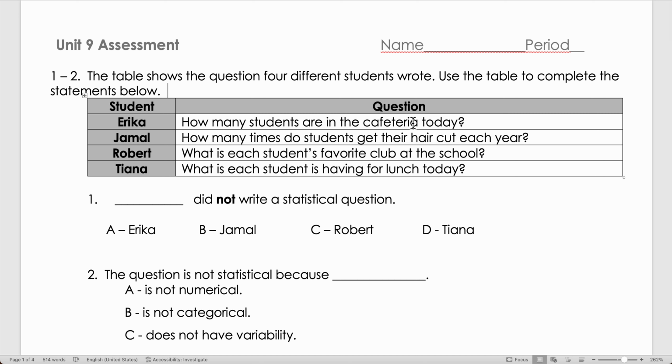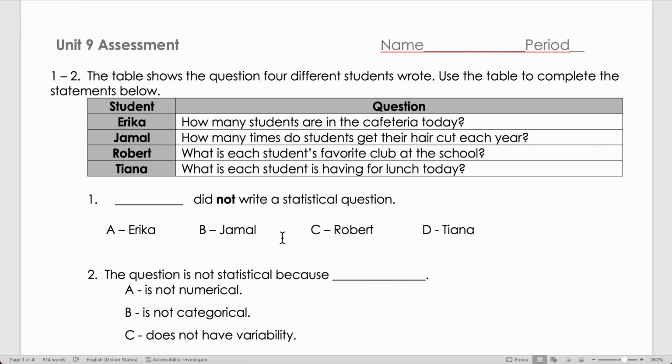Erica, how many students are in the cafeteria today? Jamal, how many times do students get their hair cut each year? Robert, what is each student's favorite club at the school? And then Tiana asked, what is each student having for lunch today? And we have to select who did not write a statistical question, right?